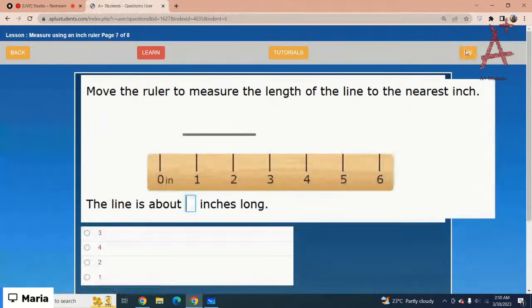Okay, the next one is move the ruler to measure the length of the line to the nearest inch. So you have to line up the ruler with the line. Please make sure the left end of the line is lined up with 0 and you have to see where the right end of the line is lined up with the ruler. So when you place the ruler with the line, probably it would be 2 inches. The correct option is 2 inches.